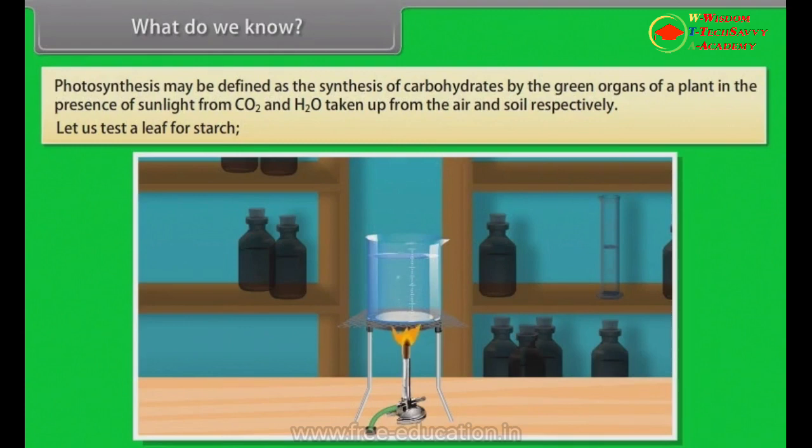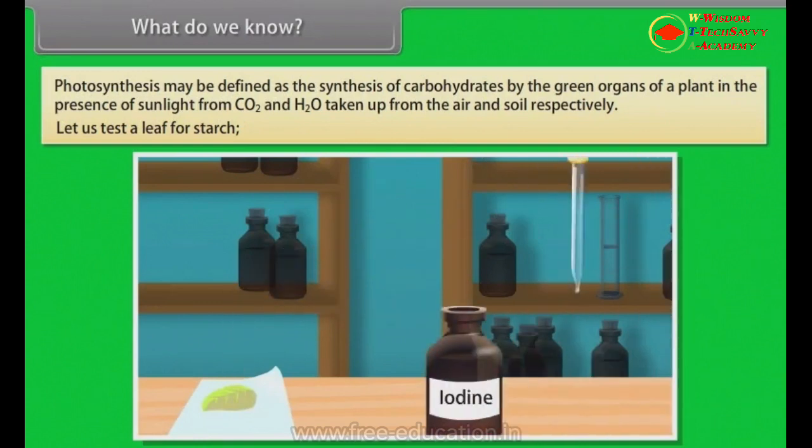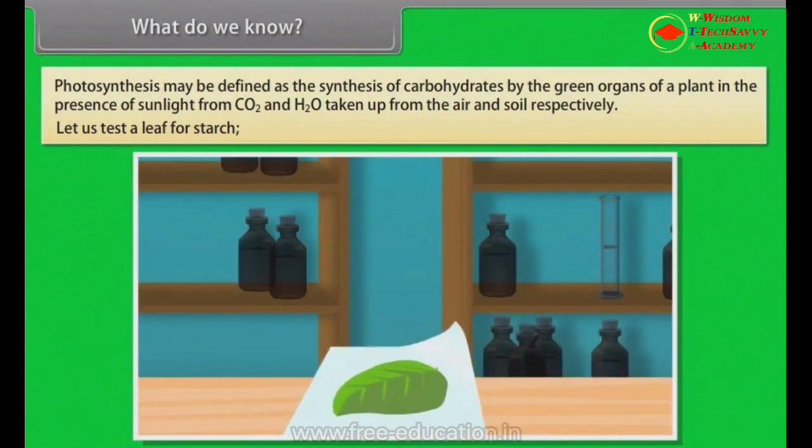Now spread the leaf on a white surface. Add a few drops of iodine solution on the leaf and the leaf turns dark blue in color, which indicates the presence of starch and also proves that photosynthesis occurs.